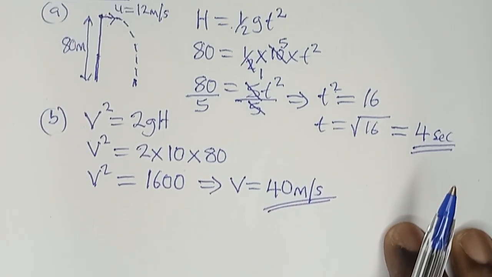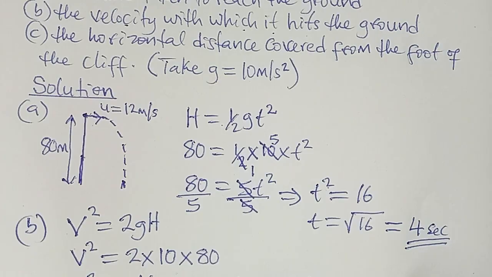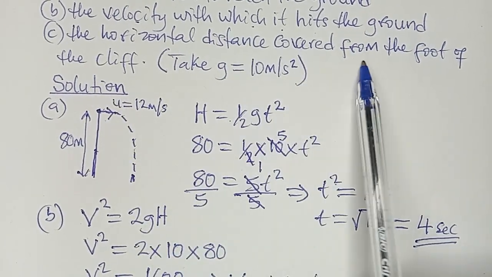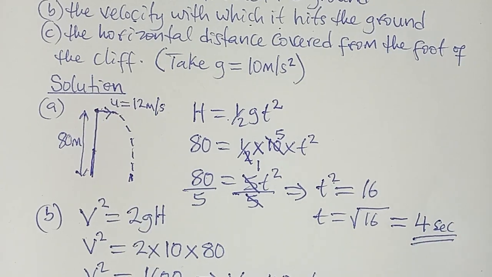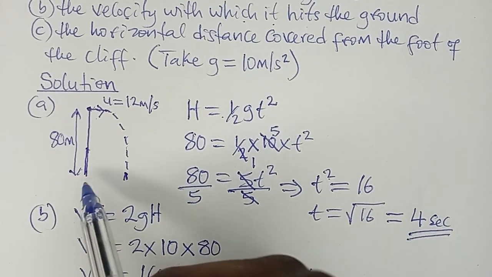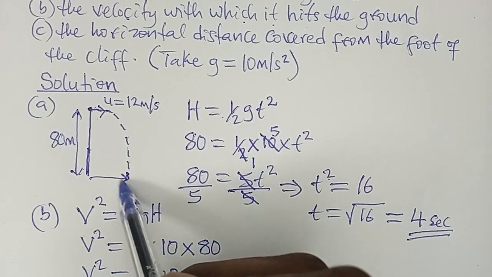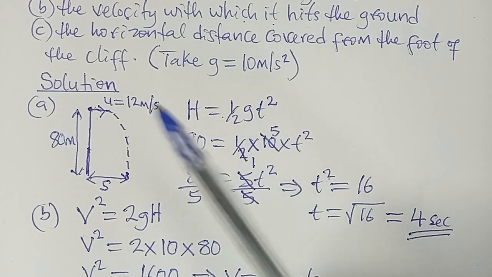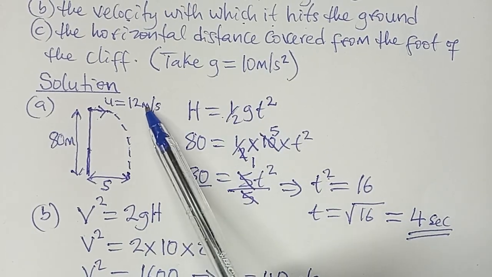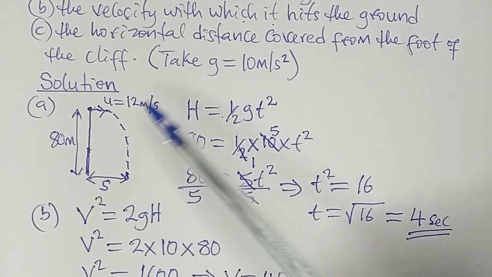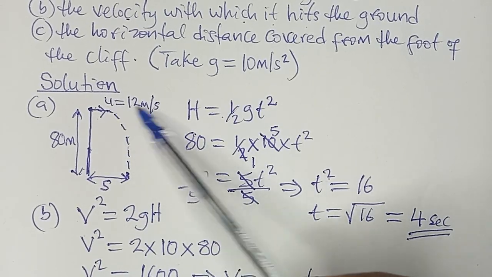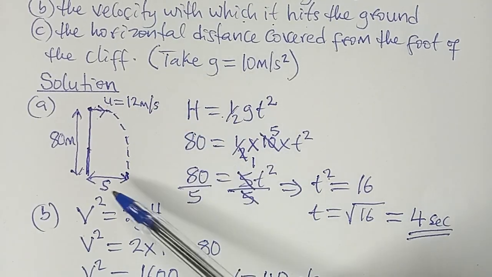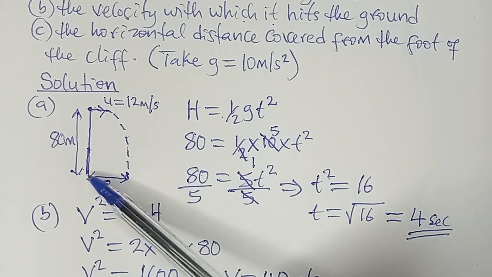Now let's look at the last question. The C part says, find the horizontal distance covered from the foot of the cliff. If you look at this diagram, the question is asking us to find this horizontal distance, and I'll call it S. This horizontal distance is what is affected by this value of u. So it is when calculating this horizontal distance that we use the value of u. When dealing with the vertical motion, we don't use this u.